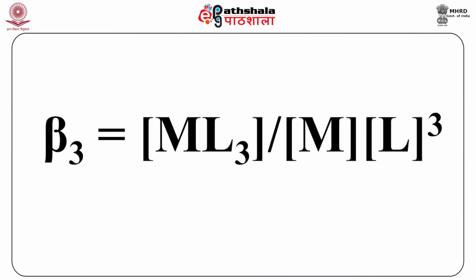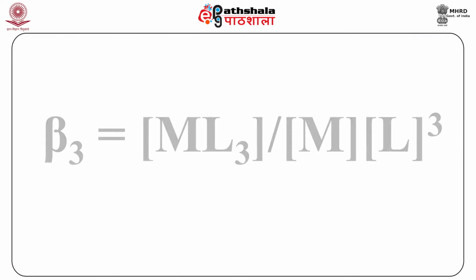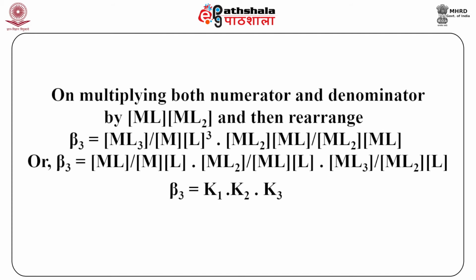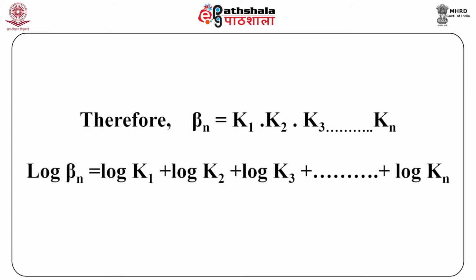Beta 3 is equal to ML3 divided by concentration of M into concentration of L raised to the power of 3. On multiplying both numerator and denominator by concentration of ML into concentration of ML2 and then rearranging, we get the equation for beta 3. Beta 3 is also equal to K1 into K2 into K3. Therefore, beta n is equal to K1 into K2 into K3 up to Kn. Log beta n is equal to log K1 plus log K2 plus log K3 up to log Kn. The overall constant beta is equal to the product of the stepwise formation constants K1, K2 up to Kn.